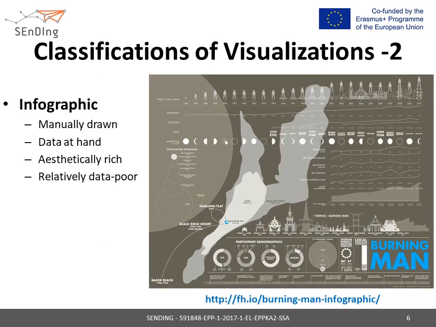The term infographics is useful for referring to any visual representation of data that is manually drawn, specific to the data at hand, and therefore non-trivial to recreate with different data. Aesthetically rich and relatively data poor because each piece of information must be manually encoded. To put it another way, infographics are illustrations where the data representation is manually laid out or sketched, probably with appropriate drawing software such as Adobe Illustrator.